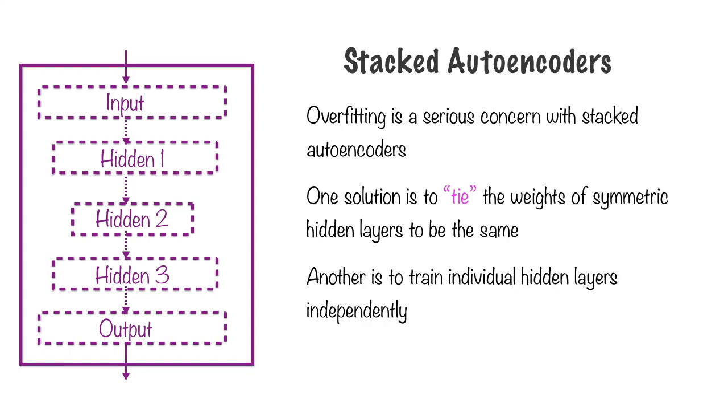You can also change the way in which your autoencoder is trained by training individual hidden layers independently. So you would first train hidden layer 1, then 2 and 3, and then get them all to work together.